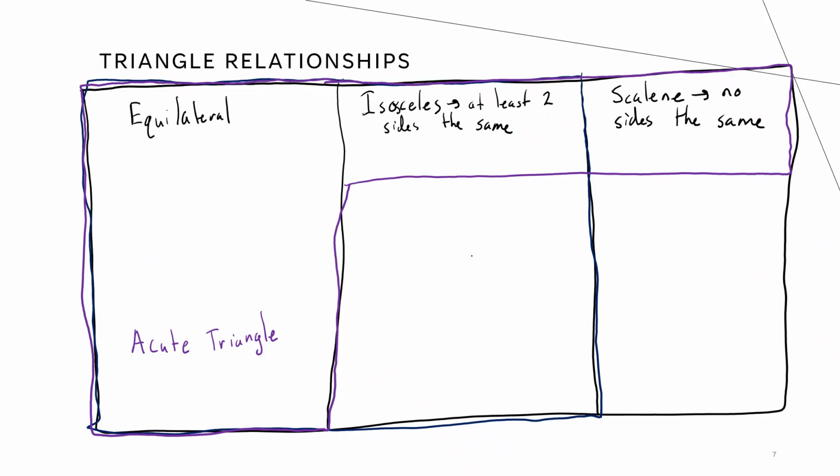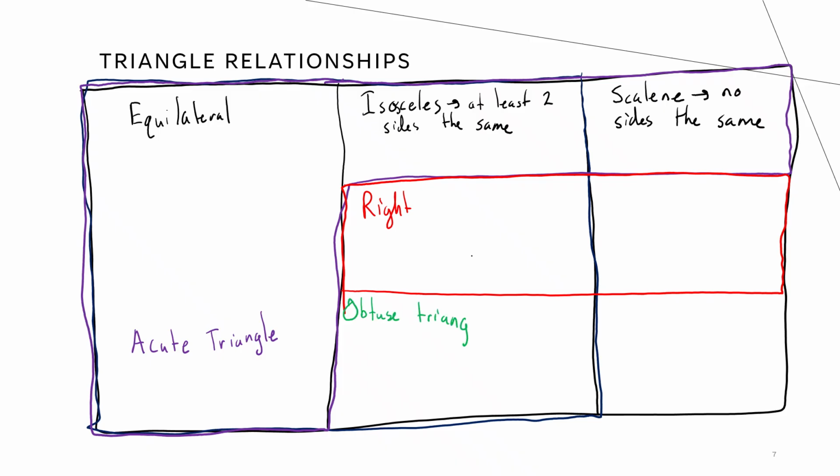Similarly, my right triangles can be either isosceles or scalene. They can't be equilateral, but they can be isosceles or scalene. And similarly, obtuse triangles can be either isosceles or scalene. We'll sometimes name a triangle by saying which categories it fits into.